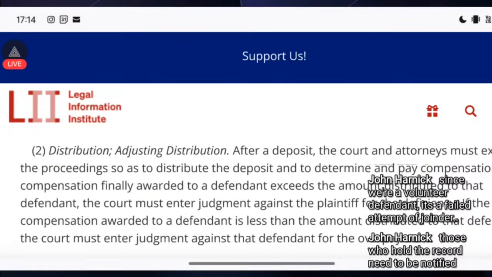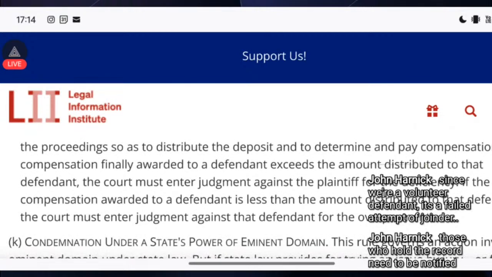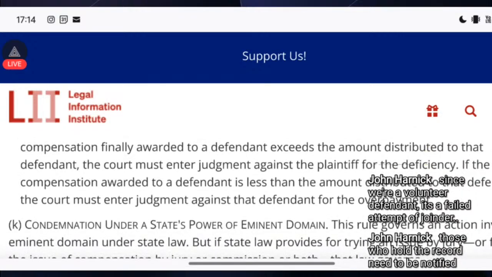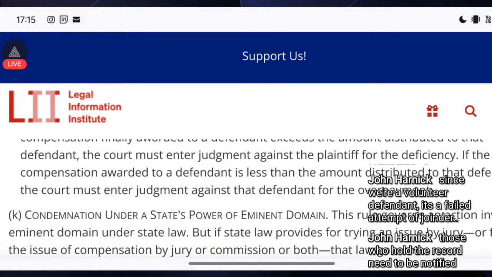Distribution. Adjusting distribution. After a deposit, the court and attorneys must expedite the proceedings so far as to distribute the deposit and determine to pay compensation. If the compensation finally awarded to a defendant exceeds the amount distributed to the defendant, the court must enter judgment against the plaintiff for the deficiency. If the compensation awarded to a defendant is less than the amount distributed to that defendant, the court must enter a judgment against the defendant for the overpayment.